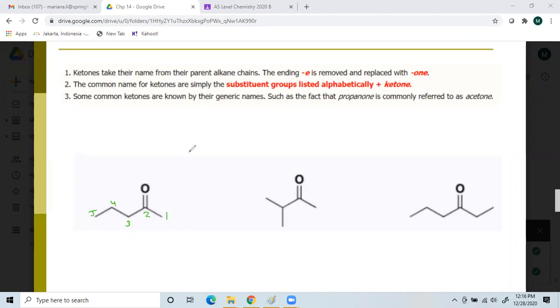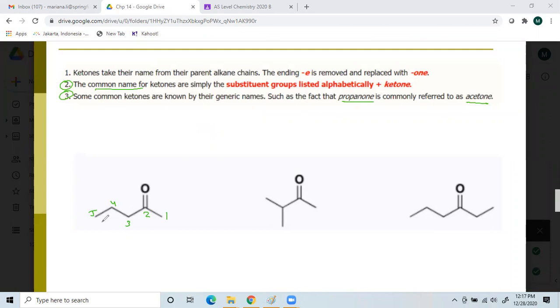Pentanone. The common names for ketones are simply the substituent groups listed alphabetically with "ketone." Later on we will discuss this because this is the common name. Some common ketones are known by their generic names, such as propanone, which is referred to as acetone. This number 2 and number 3 is about common names. Later we will discuss this, so I'd like to discuss the IUPAC name first.